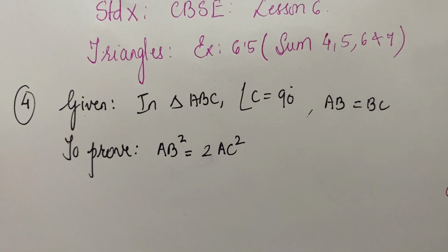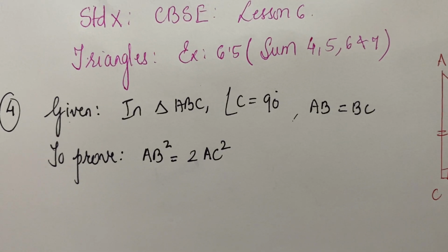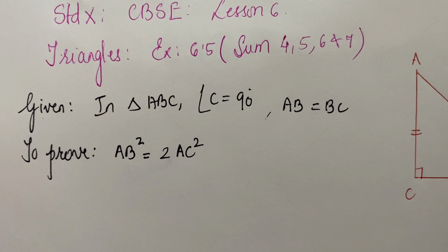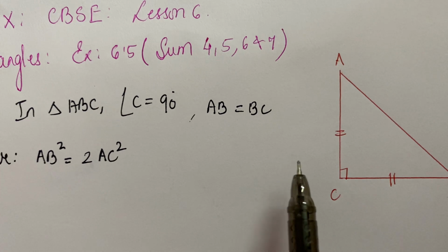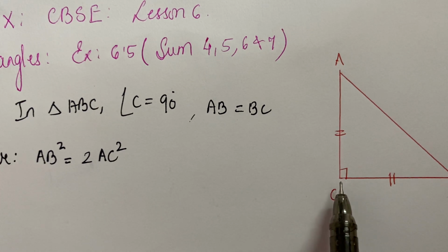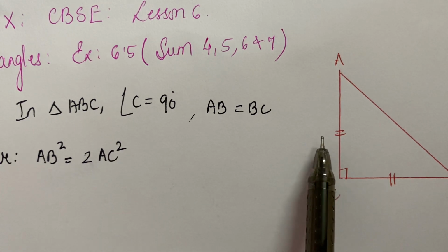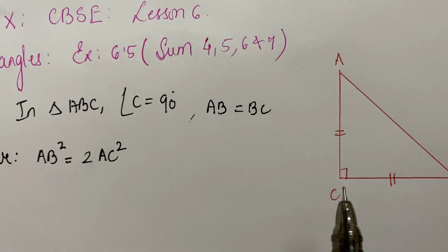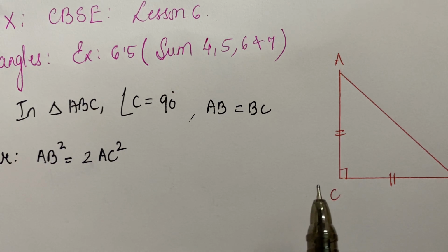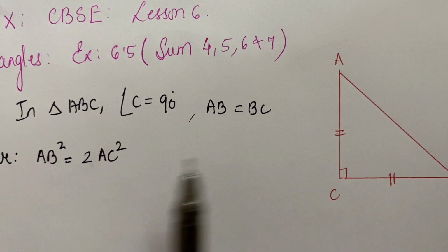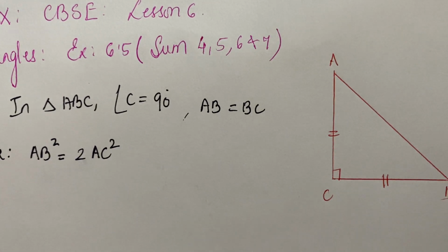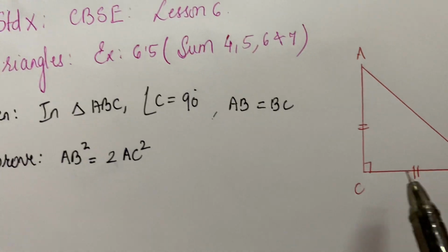Now we go for sum number 4 of exercise 6.5, where you are given that triangle ABC is an isosceles triangle with a right angle at C. Angle C is the right angle, hence AC is equal to BC as it is an isosceles triangle. What do you have to prove there? You have to prove that AB square, the hypotenuse square, is 2 times AC square. Very simple proof it is.